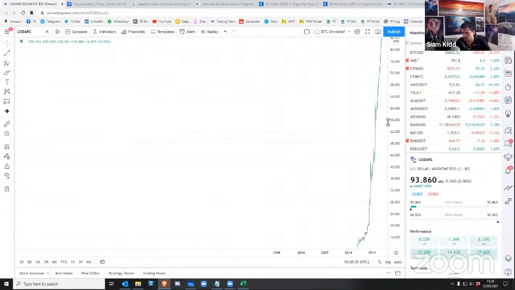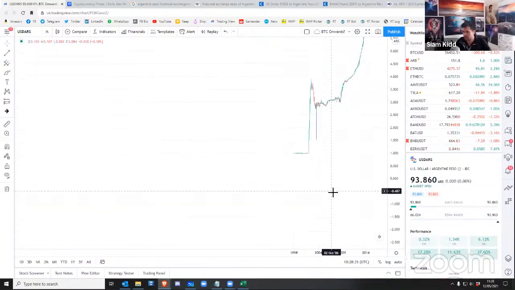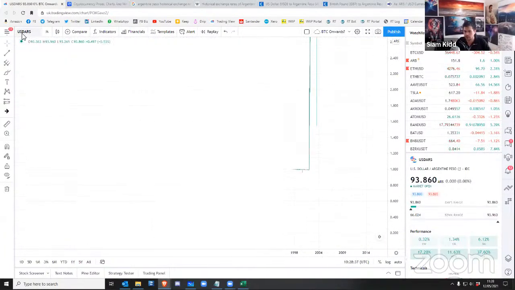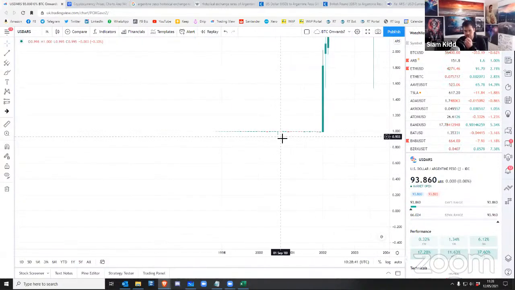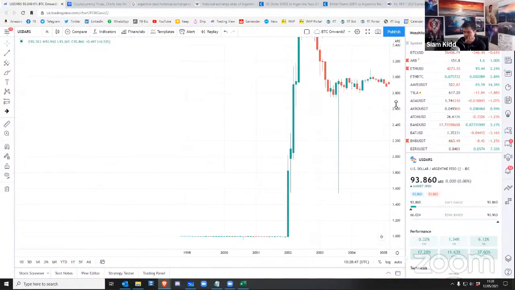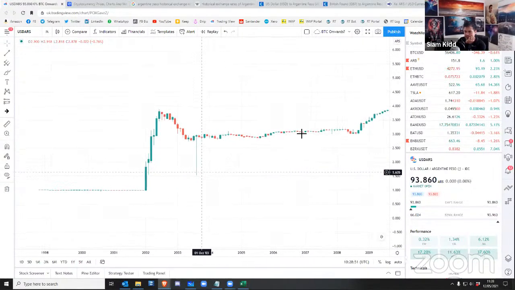Oh wow, we've got it here. All along, this chart that I was looking for was actually on TradingView. So as you can see, obviously the chart is inverse, so it's going up instead of down. 1 peso equaled $1. Then all of a sudden, it just went straight to 3 pesos to $1. And then it did nothing for the best part of a decade, it stayed at that peg.